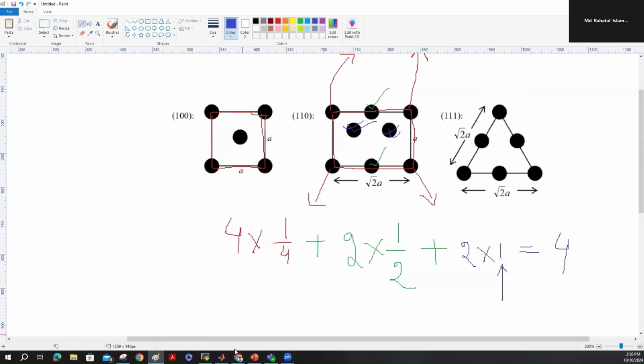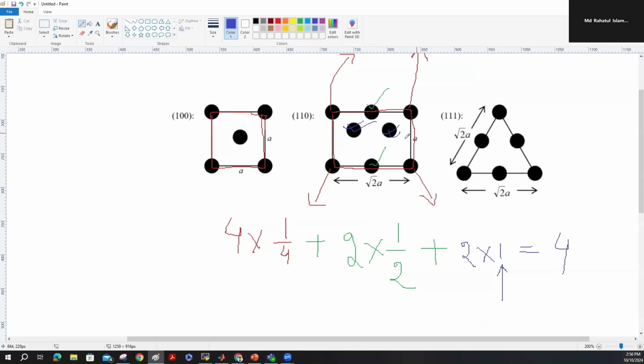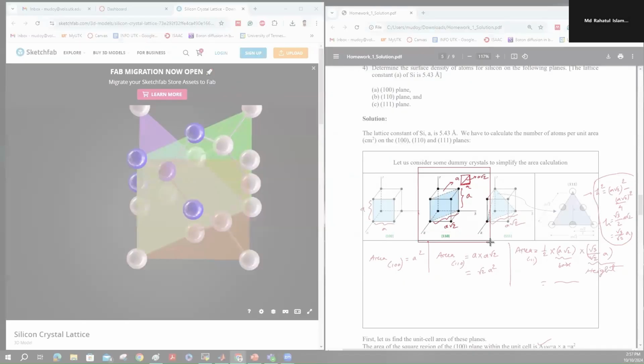So that's what is written here, the number of atoms is 4. And the area, let's move to the area. What is the area of this? As you can see, this is a rectangle. One side of this rectangle is A, and this is root 2A. How did we get root 2A? Let me go to the area.